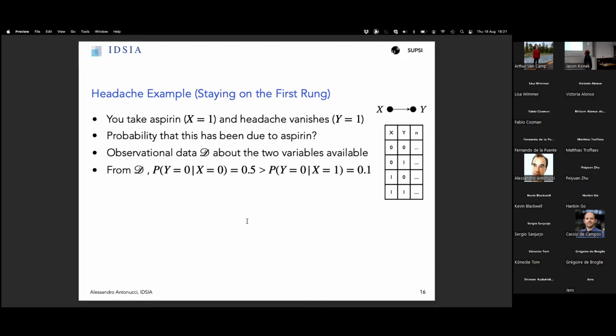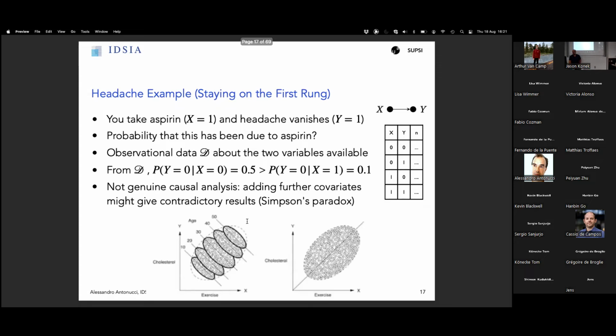Okay, maybe we took the aspirin and no ADH after aspirin. So what is the probability that this has been due to aspirin? Okay, we can discuss this question, but let's say that we just have observation. So we have a data set, a crazy data set about us taking it every day or not. I don't know. But okay, from this data set, in principle, we can compute these conditional probabilities for the two scenarios and say that, okay, it seems that it is more likely to still have ADH when we don't take the aspirin, or something like that, because this probability is bigger than the other one.